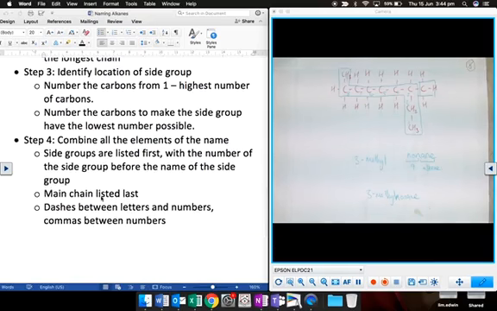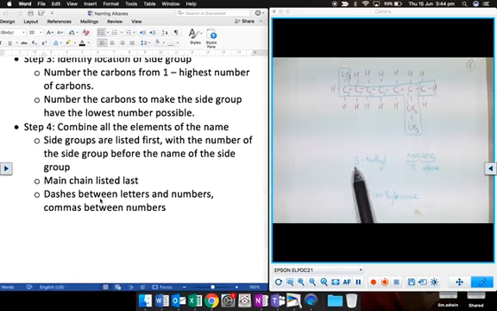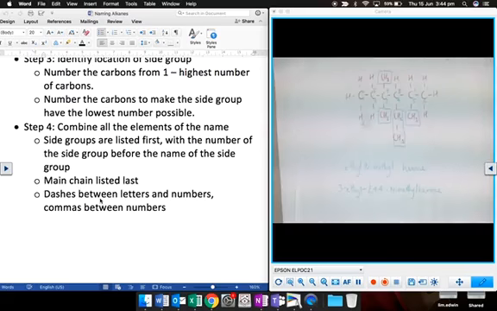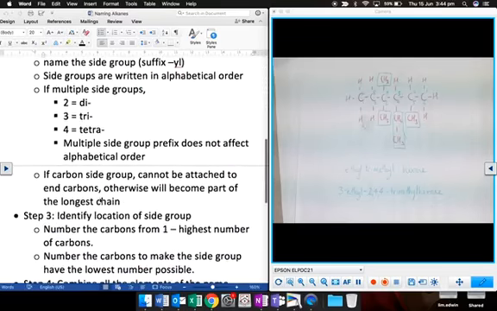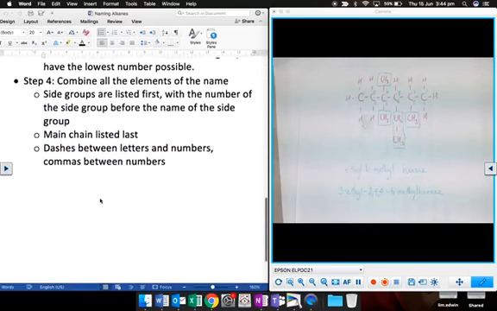And then you've got to combine all the elements of the name. Side groups listed first, main chain listed last, dashes between letters and numbers, commas between numbers and numbers. All right? So this document is on sector. Go have a read of it, make sure that you make your own, and have a practice of a few as well.